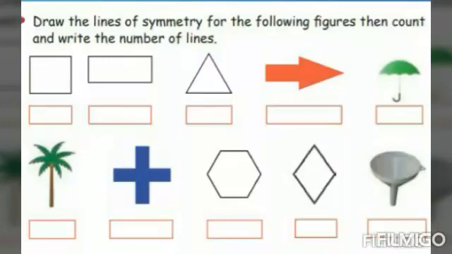Plus symbol, 2 lines of symmetry. Hexagon, 6 lines of symmetry. Diamond shape, 2 lines of symmetry. Funnel, no line of symmetry. Okay students, do it correctly.